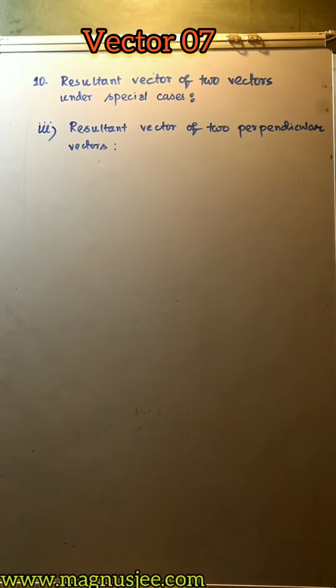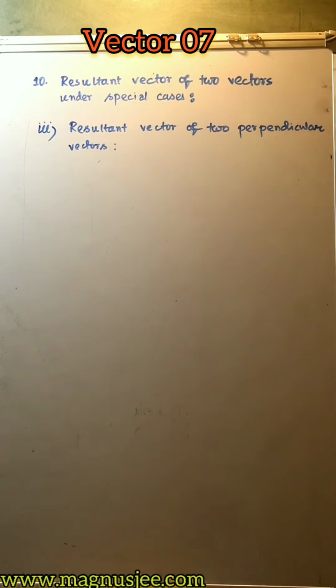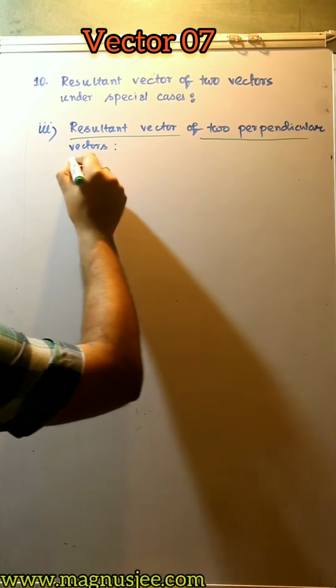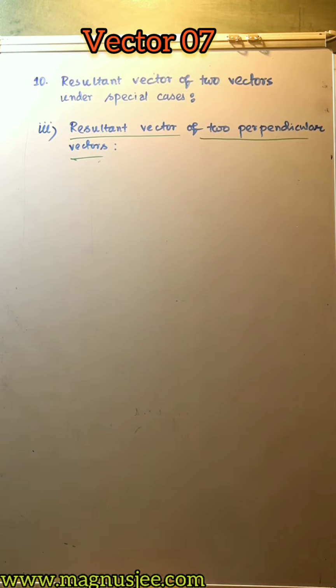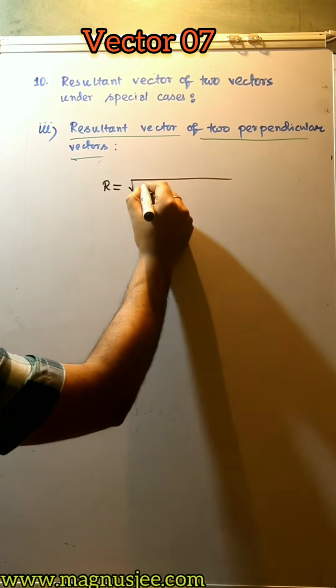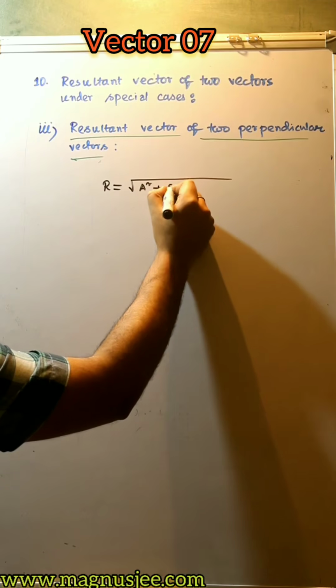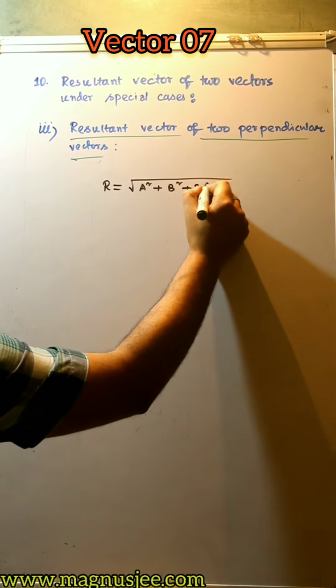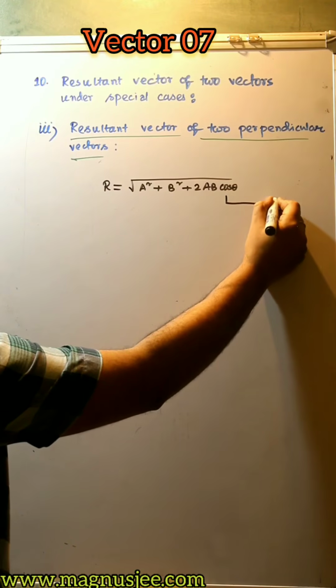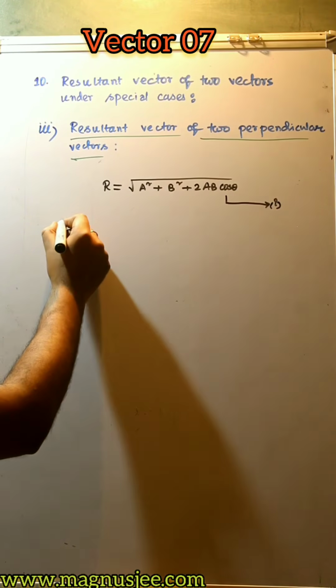Number 3 is resultant vector of two perpendicular vectors. We are writing the formula, magnitude of resultant vector R equals root over A square plus B square plus 2AB cos theta. Equation 1 again, same as before.